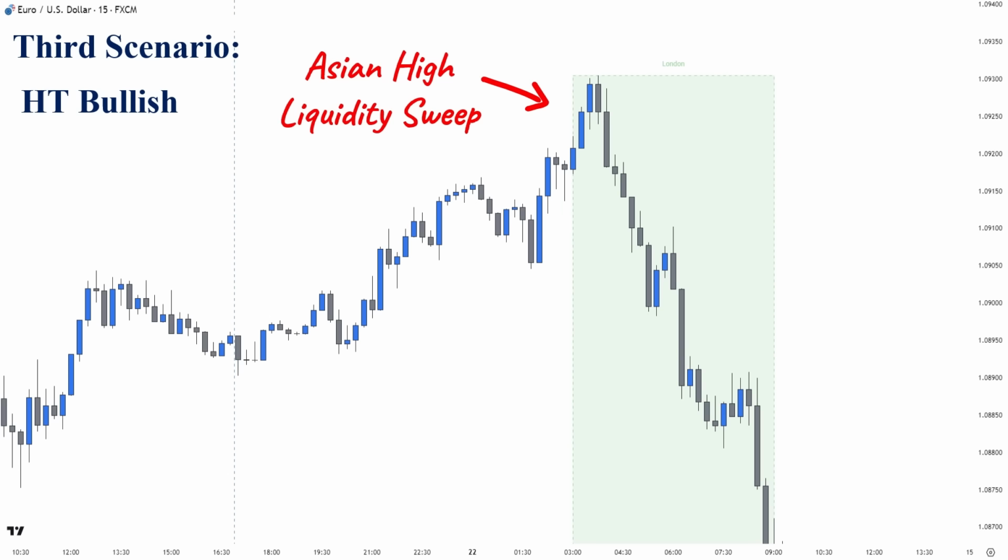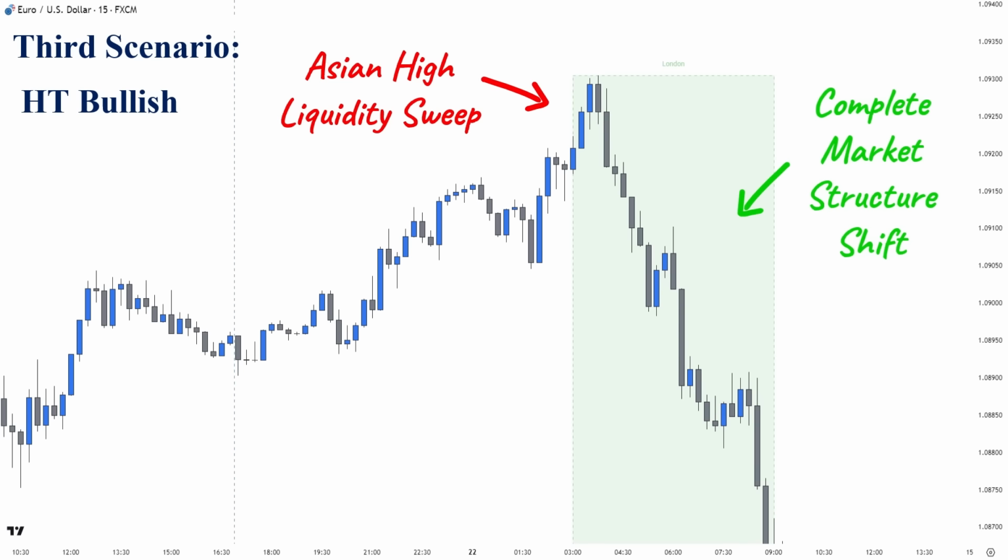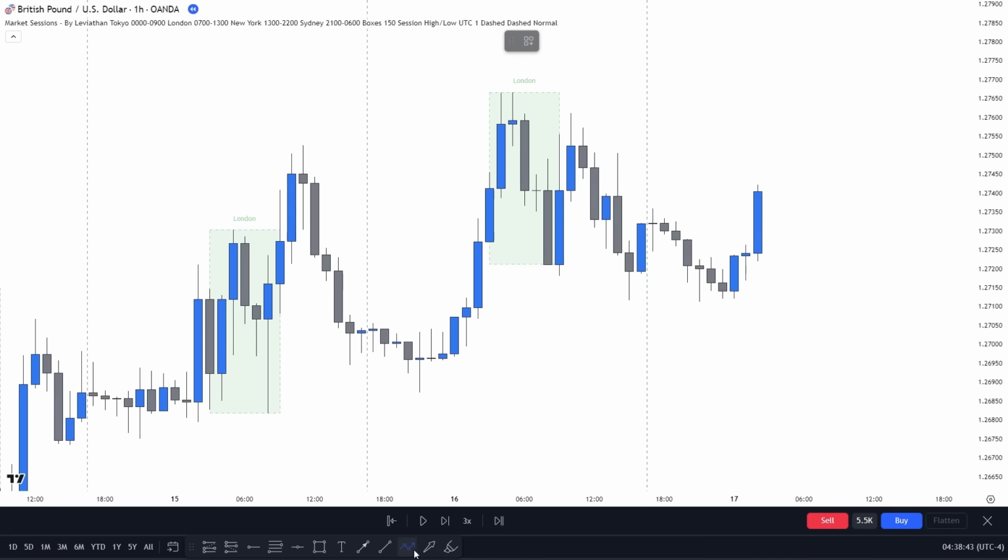that the Asian session created. Then we witness a complete shift in the market direction. Now let's see some real chart examples to show you step by step what's going through our mind when the London Killzone starts. Here on the pound-dollar 1 hour chart, we have a moving uptrend.